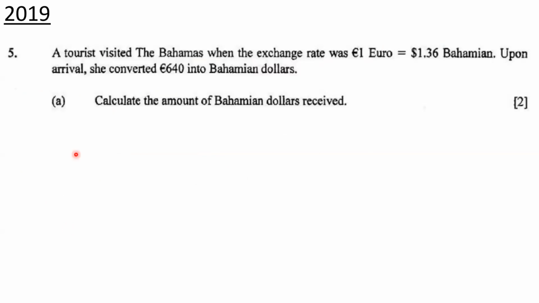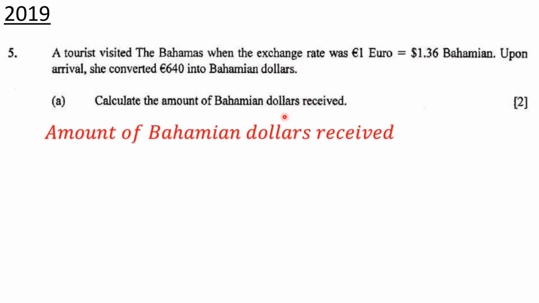All right. A tourist visited the Bahamas when the exchange rate was €1 equals $1.36 Bahamian. Upon arrival, she converted 640 euros into Bahamian dollars. Calculate the amount of Bahamian dollars she received. Remember that €1 is equal to $1.36 in Bahamian money. So we're going to figure out the amount of Bahamian dollars she received when she converted that. We're going to say 1.36 multiplied by 640, and that's going to give us $870.40. So we converted that euro into Bahamian dollars.